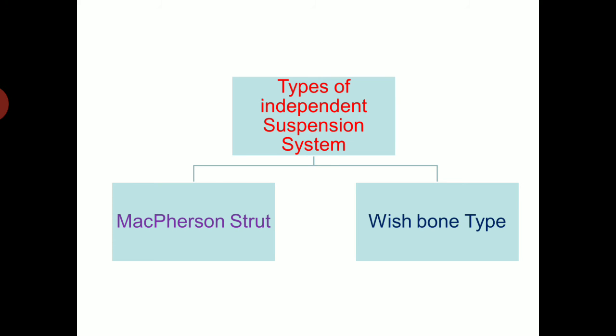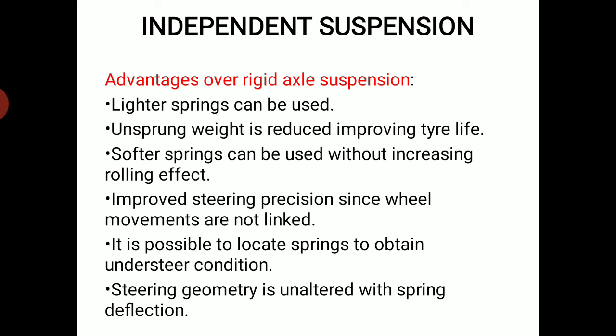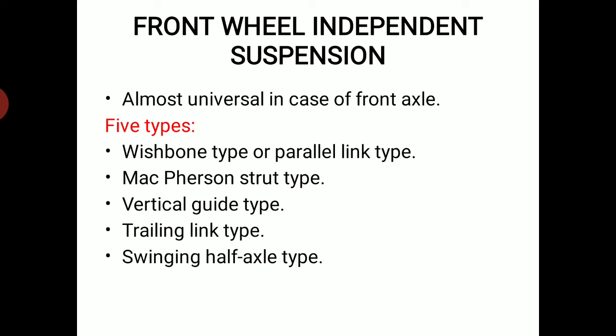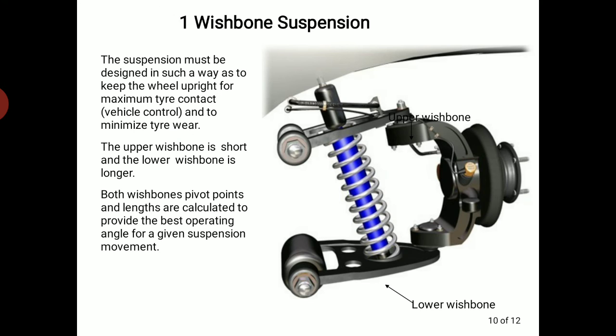Types of independent suspension system: there are two types. One is the Mac-Pearson strut and the other is the wishbone type. You can see here the front wheel independent suspension system. There are five types: wishbone type or parallel type, Mac-Pearson strut type, vertical guide type, trailing type. These others are not there; there are only two that will be there for our syllabus: the wishbone type and the Mac-Pearson strut type. This is the wishbone suspension.